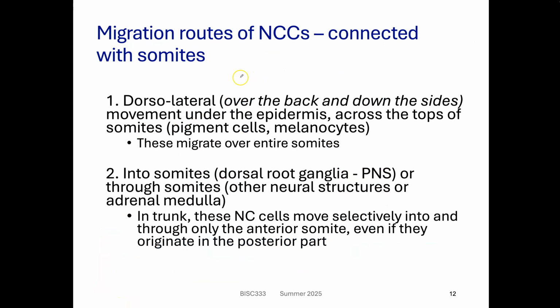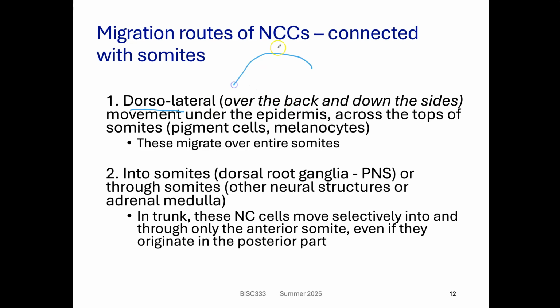So the neural crest cells move. They don't stay where they are. They have to move to new locations to participate in producing heart and adrenal glands and innervating the gut and so on. The pigment cells have this dorsolateral movement, which is sort of across the back and down the side.